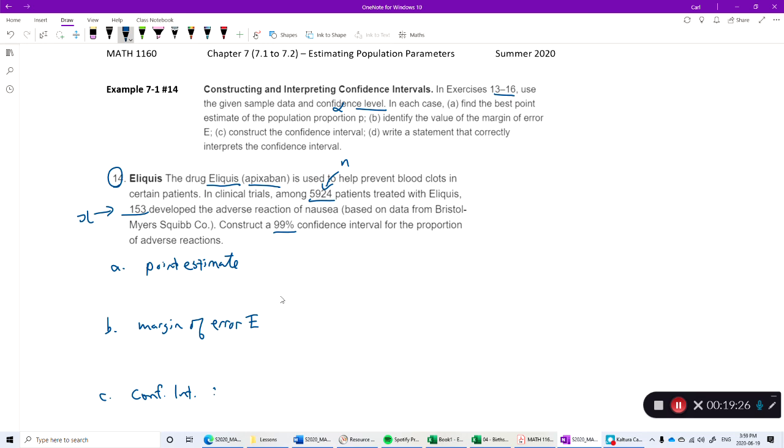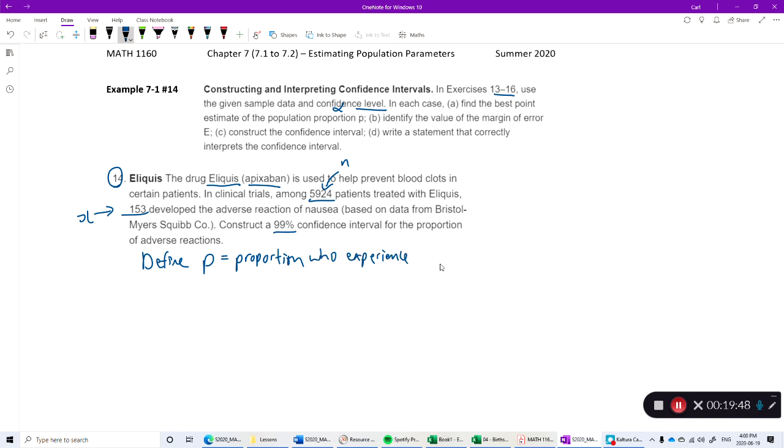So I'm going to rewrite this stuff in a second. Let's define a couple of things. p is the proportion of people who experience adverse reactions in the whole population. This is for the whole entire population. We don't know p.